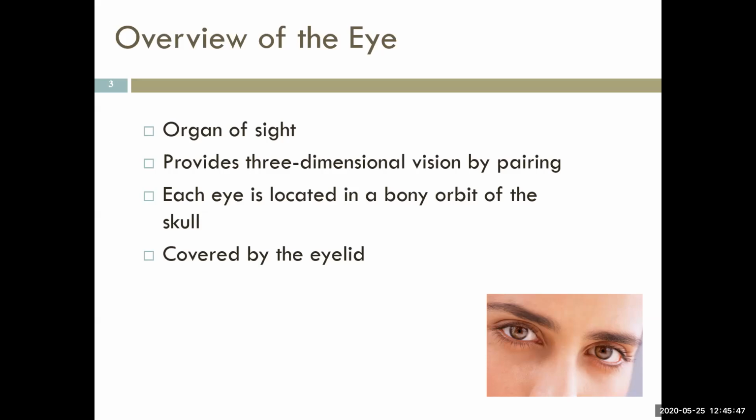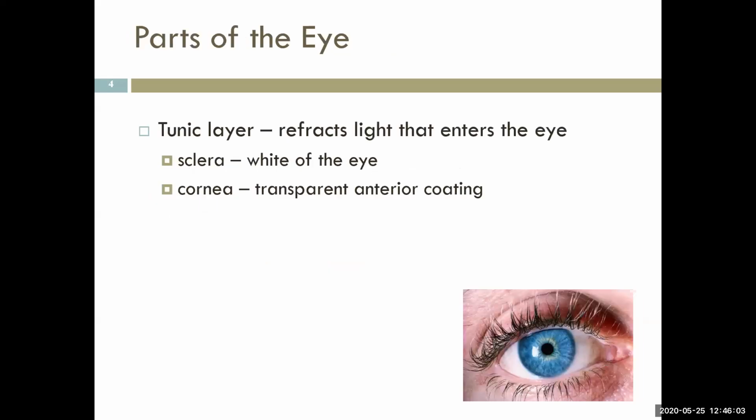So a lot of times when people get hit in the eye, if the object is big enough, it'll break the orbital bone versus penetrate the eye. The eye is also protected by the eyelid. The job of that eyelid is to help protect anything from penetrating in there.